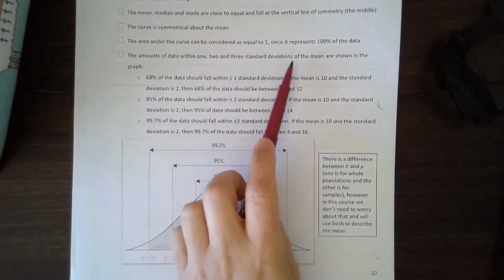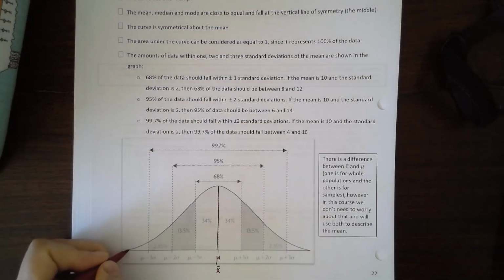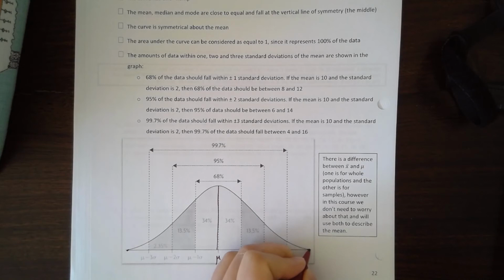The area under the curve can be considered equal to 1. So 100% of the data falls under this curve. Okay, so if we add up these numbers here, 2.35, 13.5, 34, 34, it doesn't quite get us to 100%, because there are very, very few pieces of data way out here in the edges. But because it's this curve, reaching out to the furthest reaches of the curve is going to represent all of the data.